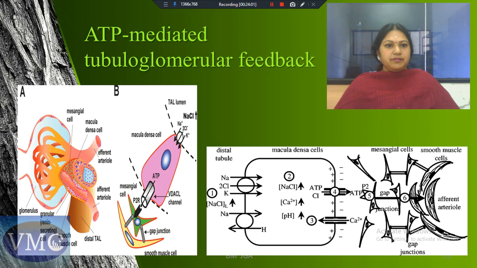So here again you will just see the ATP-mediated tubuloglomerular feedback mechanism. Sodium chloride is getting influxed into the macula densa cell. ATP is formed, comes out through the VDACL channels, goes through the mesangial cells to the P2 receptor and through the gap junctions to the smooth muscles, causing influx of calcium into the smooth muscles, causing contraction. So here also you can see sodium chloride getting into the macula densa cell, ATP formed and going out, and it activates the afferent arteriolar smooth muscles and causes their contraction.